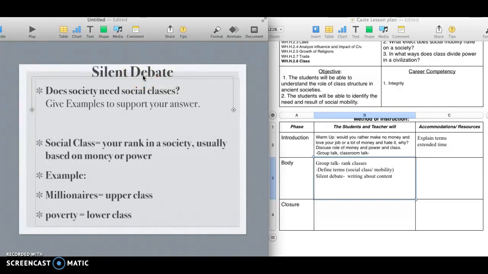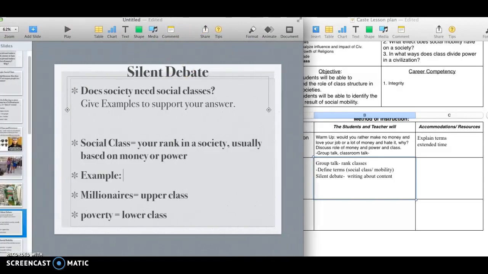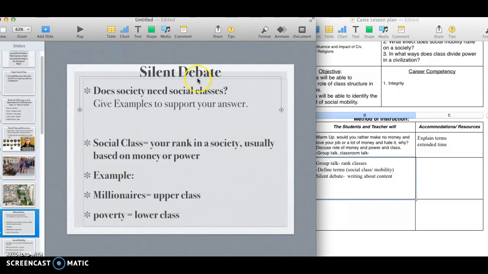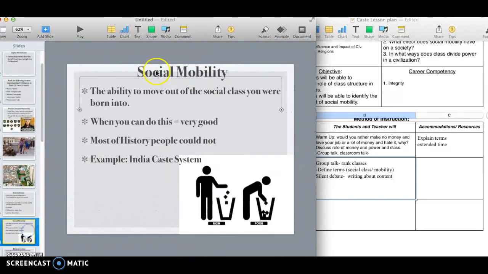Sometimes when you have verbal debates or verbal discussions, you have your more dominant students talking. So this gives a chance for everybody to have a voice, everybody to get credit, and everybody to have an opinion and understand that their opinion matters. And it's not a right or a wrong thing. Then maybe we introduce our next vocab, social mobility, and we could talk about it.